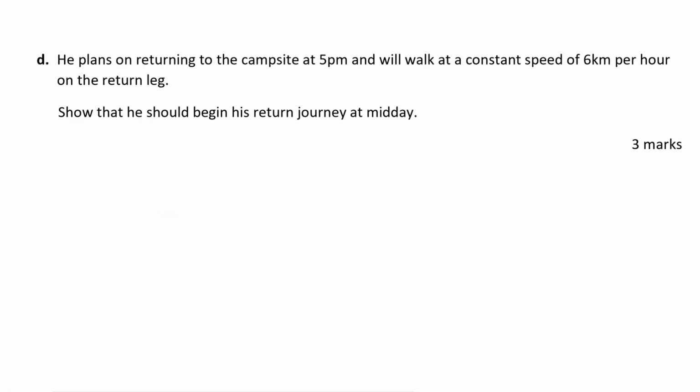Part D. Let me get a highlighter. Okay, it says, he plans on returning to the campsite at 5 p.m. and he will walk at a constant speed of 6 kilometers per hour on the return leg. Show that he should begin his return journey at midday. So before we get into this part right here, let's just think through this return journey back to camp.